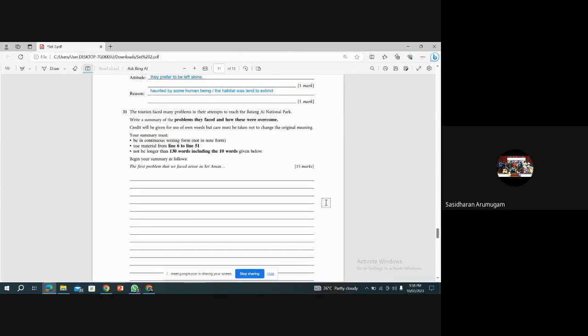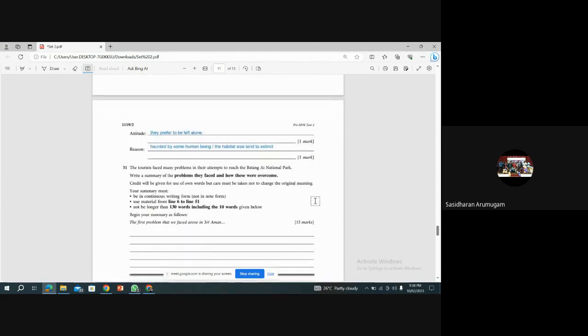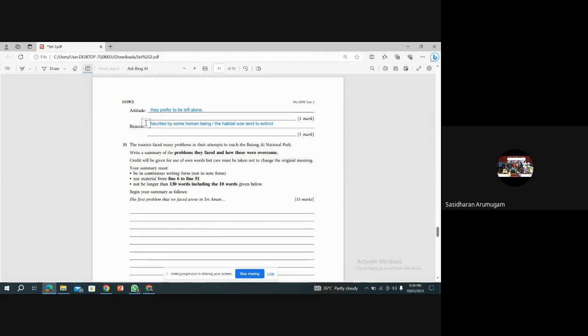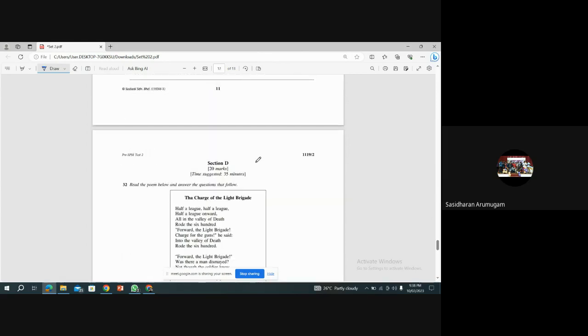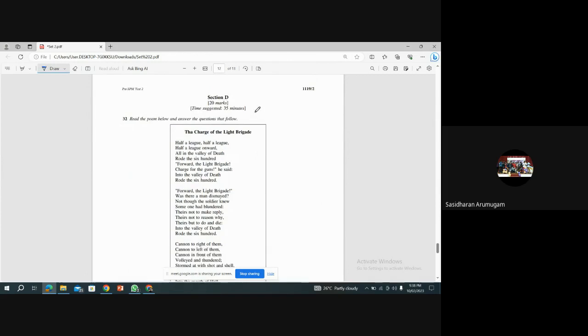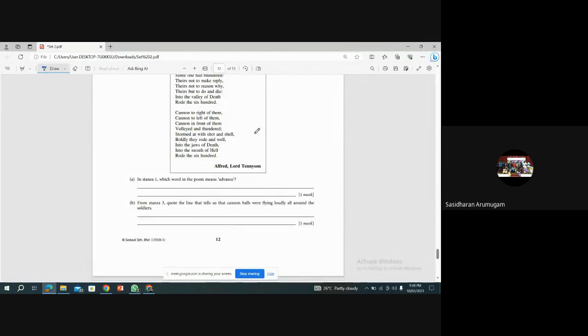Actually, this one you need to write a summary, but this one is the old format. So you no need to write this. This is the old format. And section D, The Charge of the Light Brigade. This one also we consider as the old format.